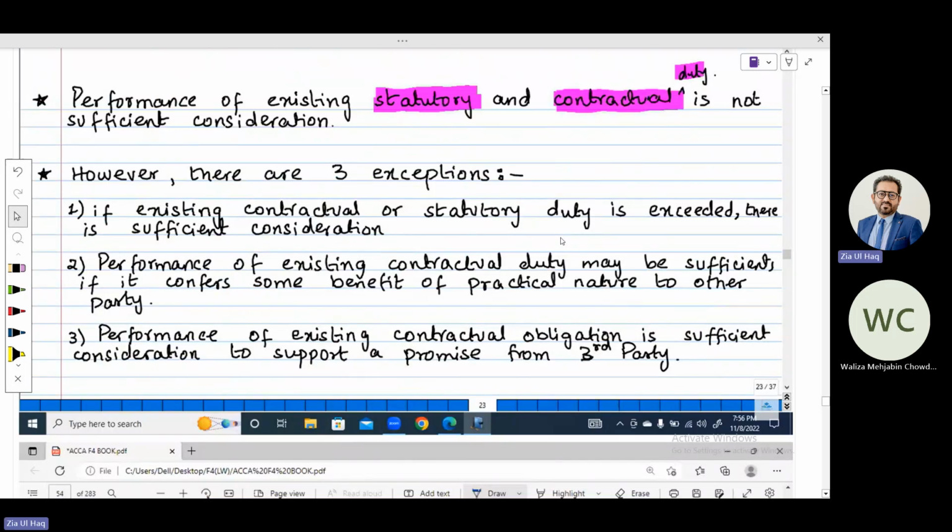Performance of existing statutory and contractual duty is not sufficient consideration. If it is your duty to do something, and the other party says, okay, if you do this, I will pay you this, you cannot claim that payment because it was your contractual duty to do it.